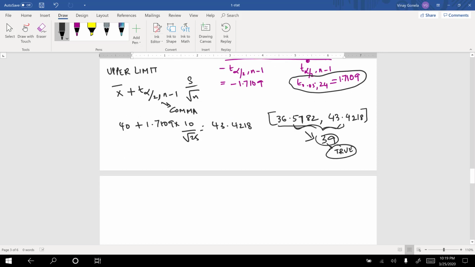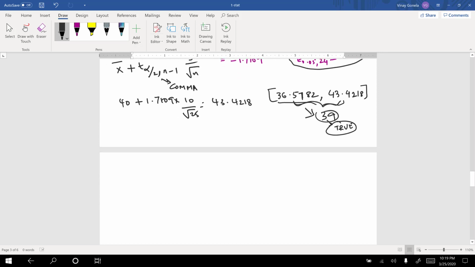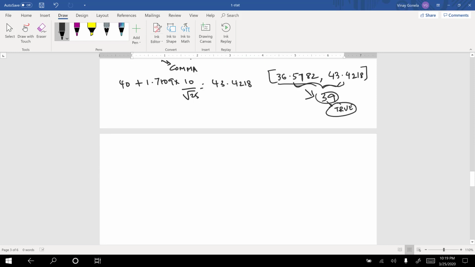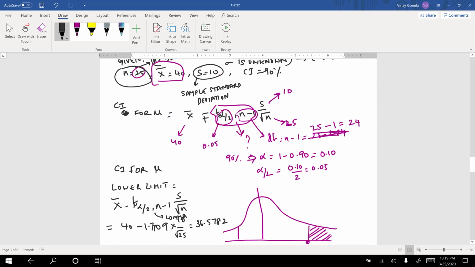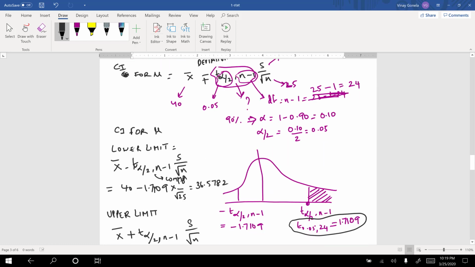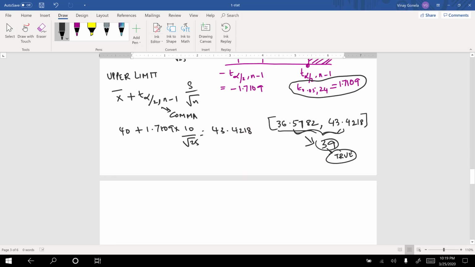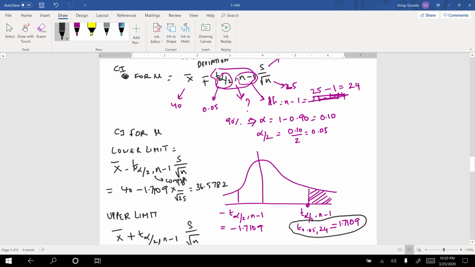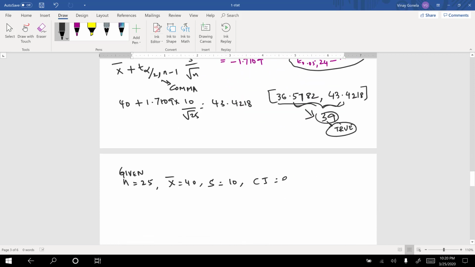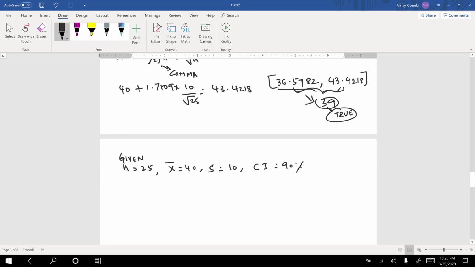Now I will use this same problem and solve it using calculation aids. I will copy these values. The given is n equal to 25, x bar is 40, s is 10, and the confidence interval, let me check, is 90%. So this is all given.